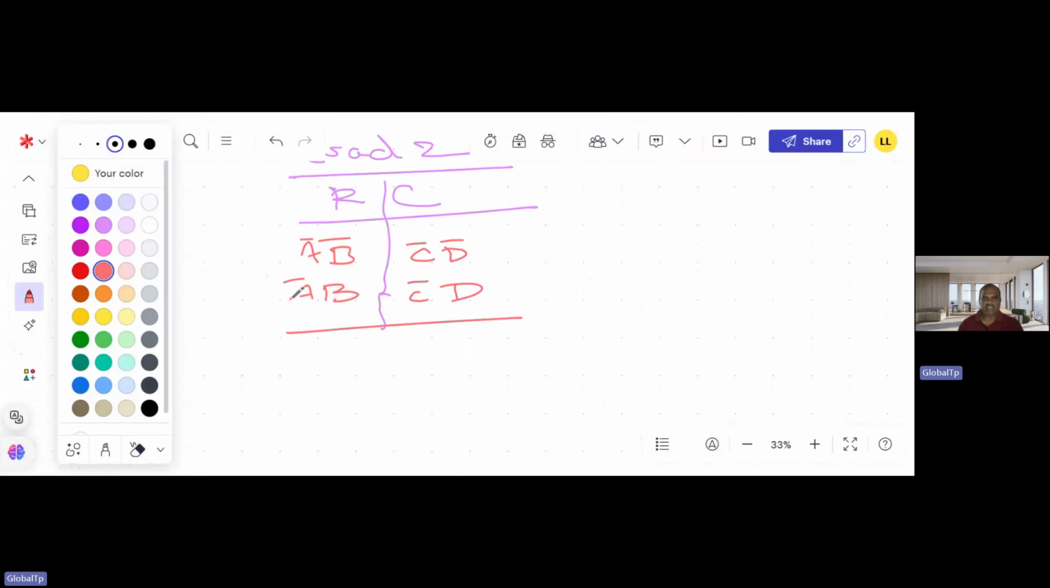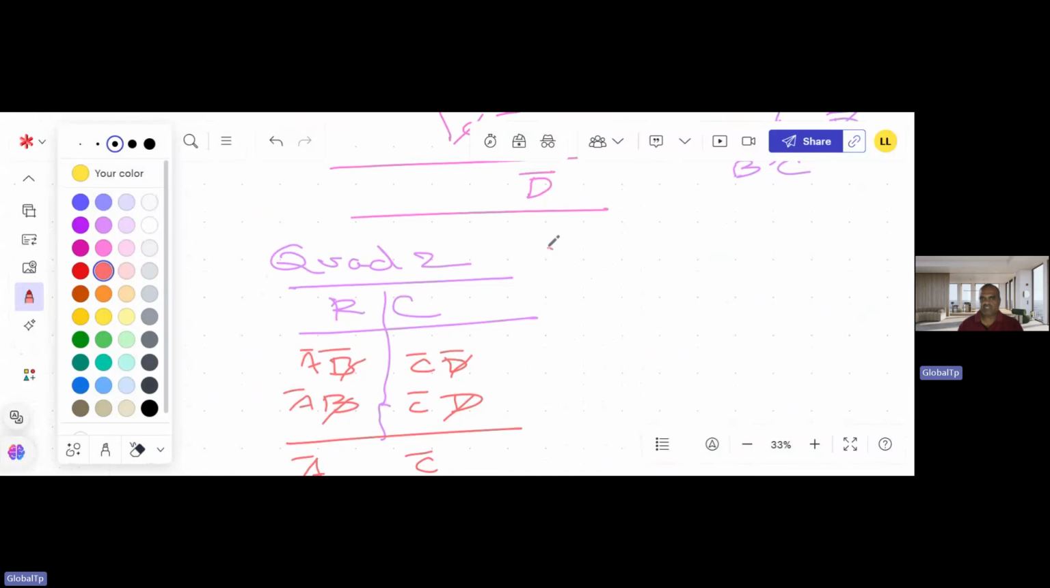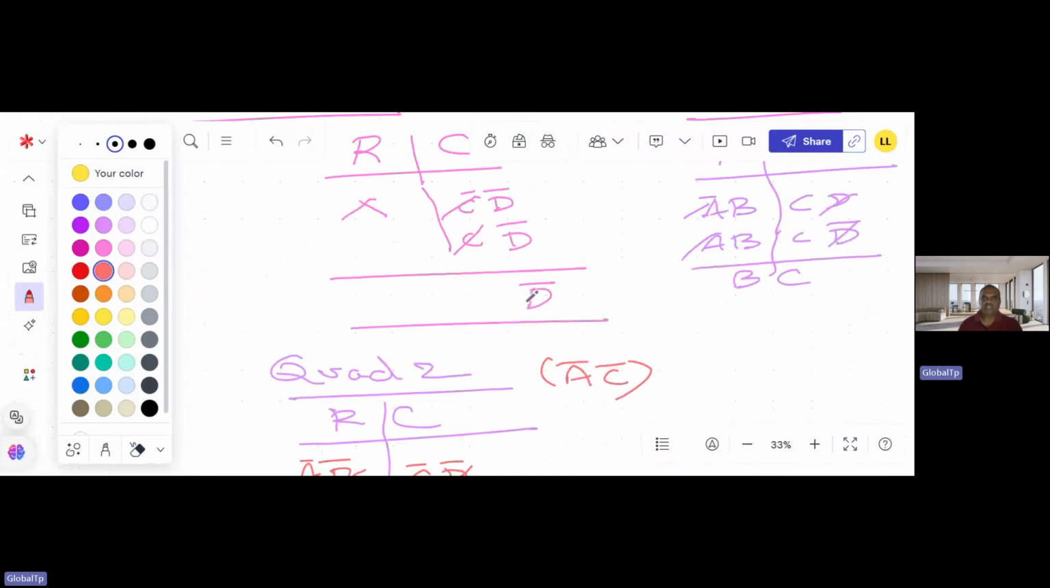So what is the net result? Here A bar and here also A bar, both are common, so A bar will be the answer. B bar and B cancel. Here C bar and C bar are common, so I take C bar, and D bar and D are cancelled. So the answer is A bar C bar. Finally, I will get all of this.